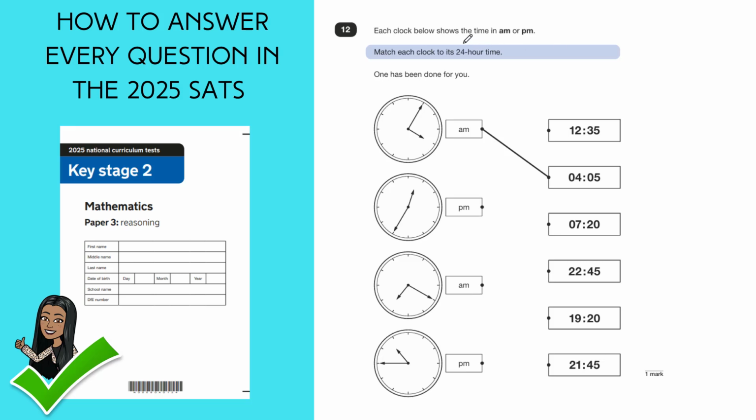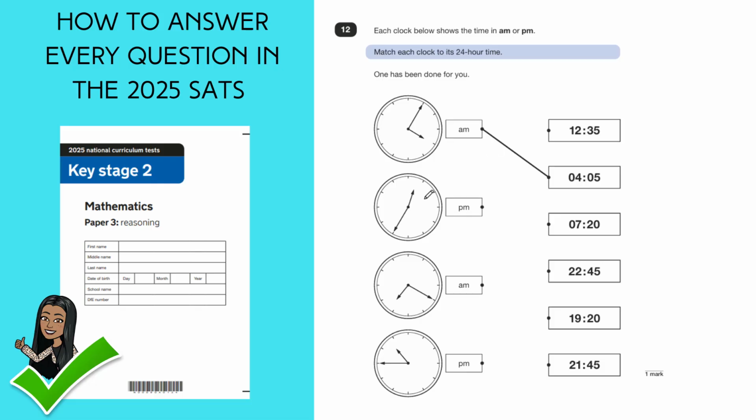Question 12. Each clock below shows the time in AM or PM. These are in bold, so that means we need to pay attention to this AM or PM. Match each clock to its 24-hour time, and one has been done for you. So there is a demonstration here. You can see in this analog clock on the left that the time is 4:05. It says it's AM, so it's simply matched to the digital clock that says 04:05. This is 4:05 AM. So you do need to know how to read an analog clock, and you also need to know how to write time in the 24-hour format.